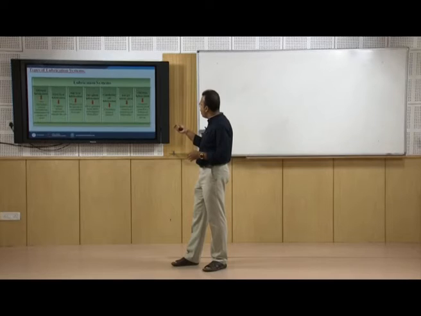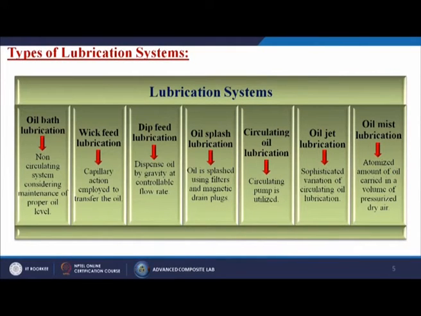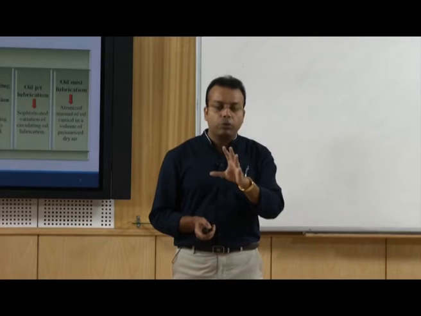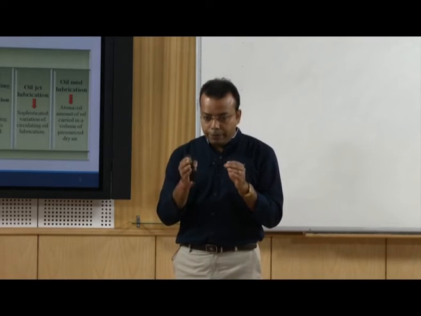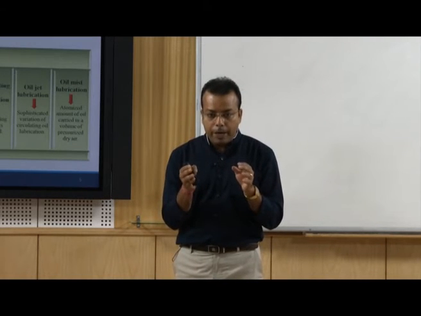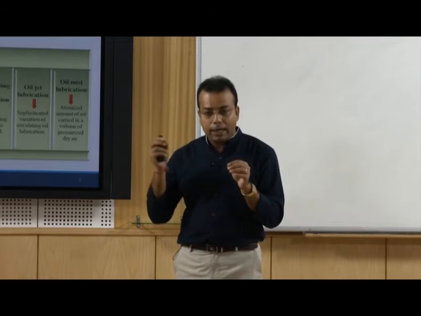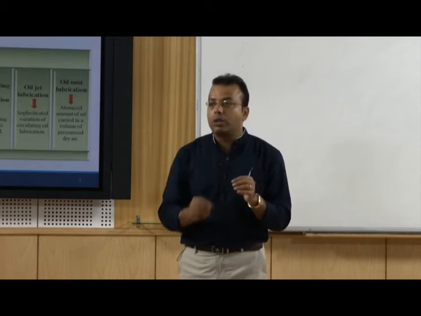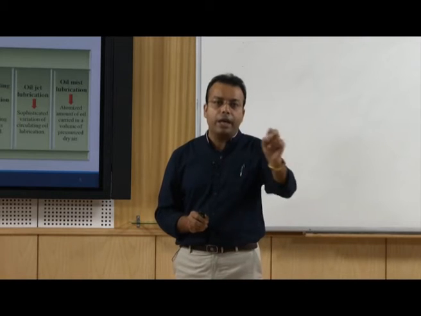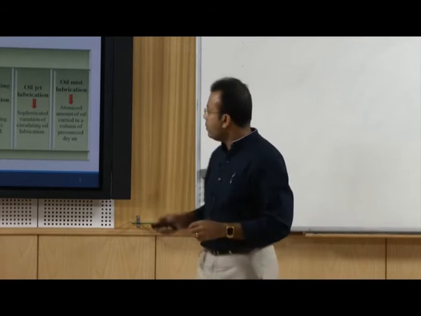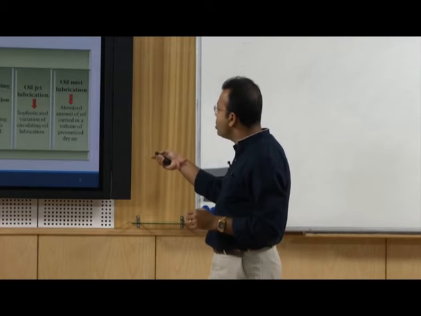Next one is called oil jet lubrication, where you are using certain kinds of pressure, so that the oil passes at a very high velocity. The advantage of this is that if there are any complex shapes or complex places where the lubricant can't reach, we give certain pressure so that the oil can reach each and every corner. And the last one is called oil mist lubrication.